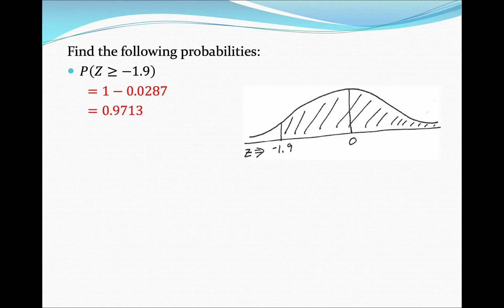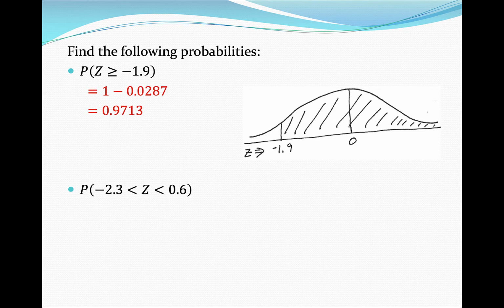So if we subtract that, we will get the probability that we want. The probability that we want is 0.9713. So keep in mind, anytime you're finding the area to the right, essentially you always subtract whatever you look up from 1. That's basically the way it works. If you're finding the area to the left, you just look it up. If you're finding the area to the right, whatever you look up, you have to subtract it from 1 to get that area to the right.